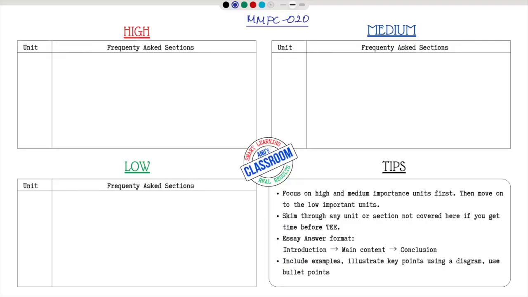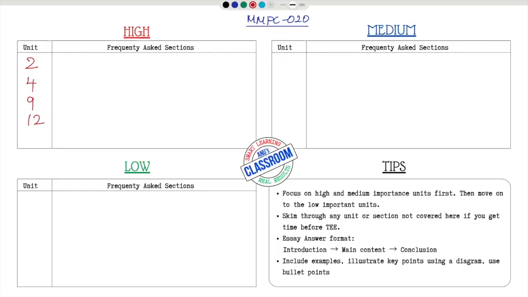But from an examination point of view, not all parts of this course carry the same weight. So in this video, I will be walking you through the most important units and sections of MMPC 20 so that you can focus your efforts where they matter the most. We will be starting with the most important units and sections first, followed by the medium and the low priority ones. So coming to the most important units, they are Unit 2, Unit 4, Unit 9 and Unit 12.